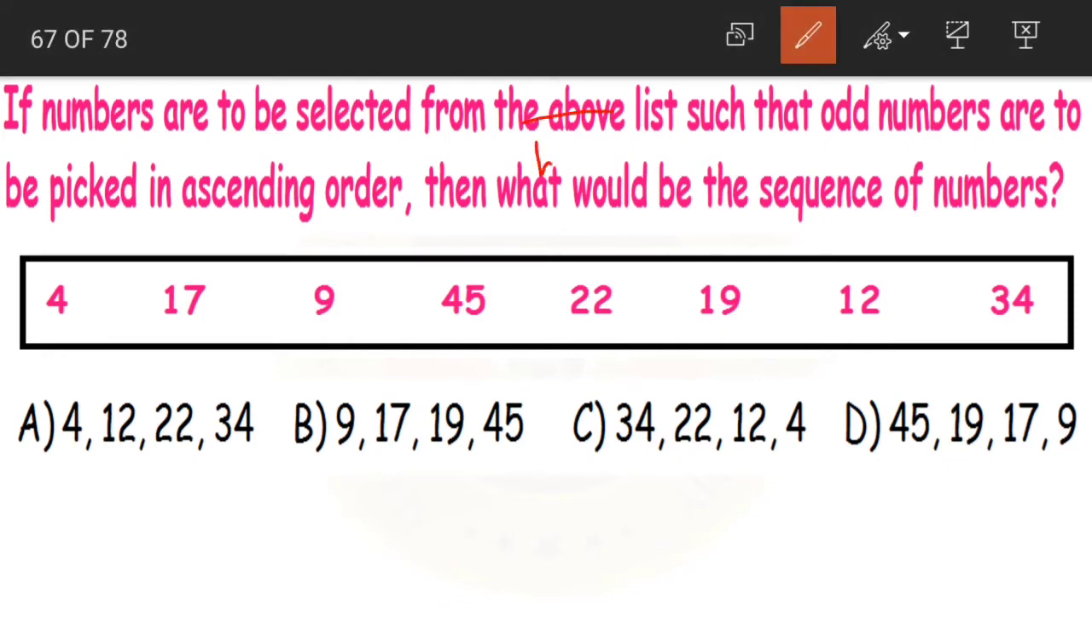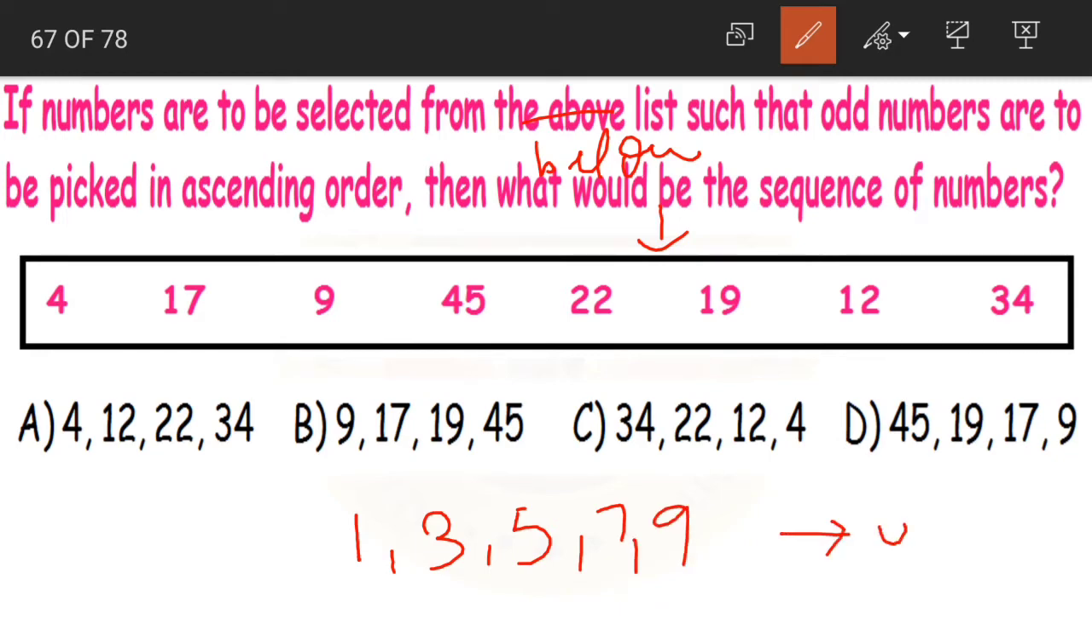Now, what are they saying? Not above, below. For us, the list is below the question, right? Yes. So, from the list, what should we do? We should pick up odd numbers, it seems. Now, what are odd numbers? The numbers which have 1, 3, 5, 7 and 9 in their units place are called odd numbers.